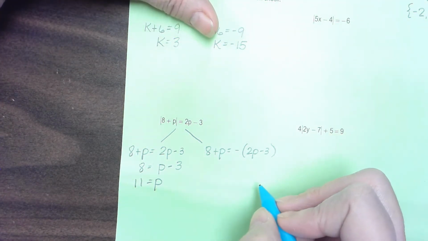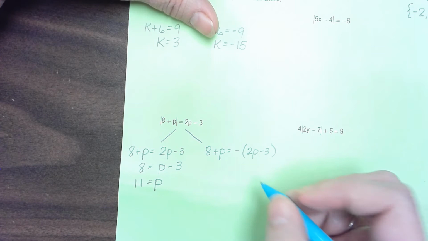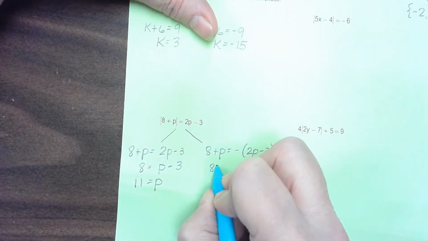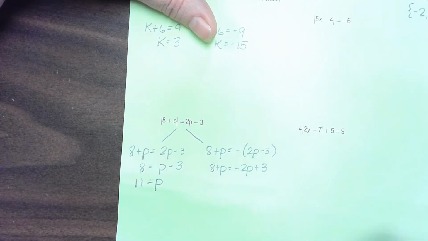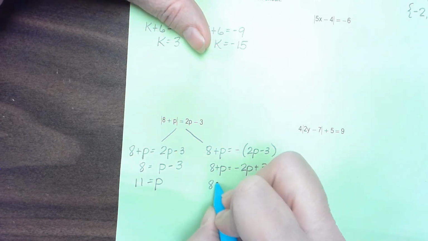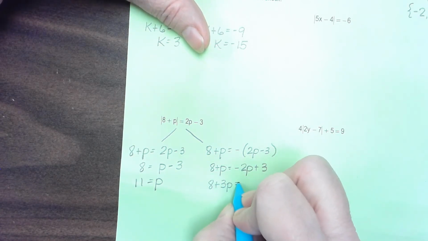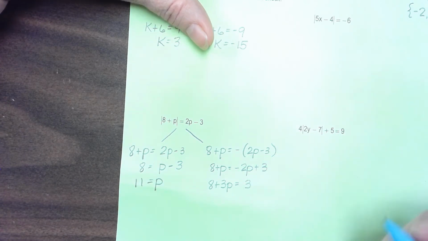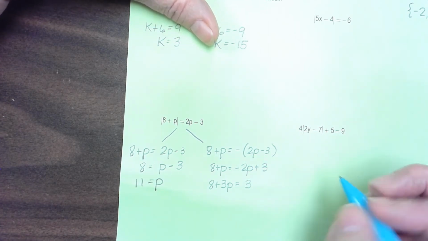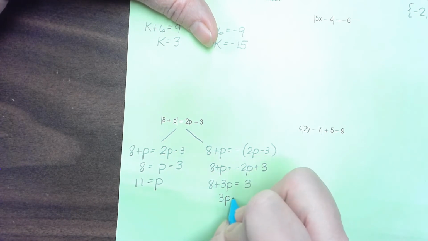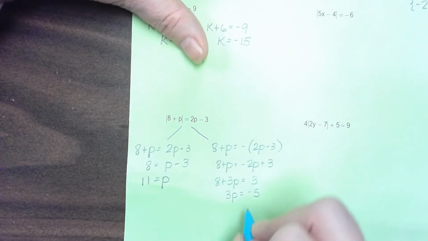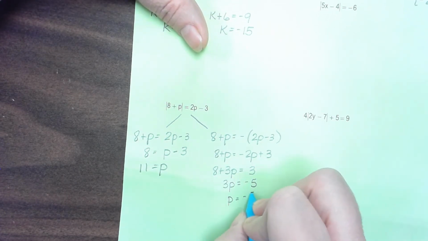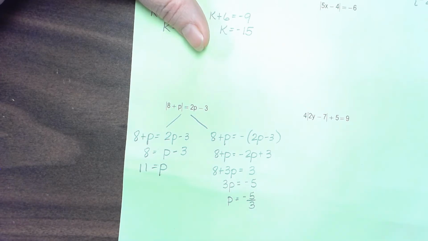And then on the right equation, we're going to distribute that negative. So we have 8 plus p is equal to negative 2p plus 3. And then we're going to solve the equation. So we're going to add 2p to both sides. So we have 8 plus 3p is equal to 3. I'm going to subtract 8 from both sides. So I have 3p is equal to negative 5. Divide by 3, and p is equal to negative 5/3.